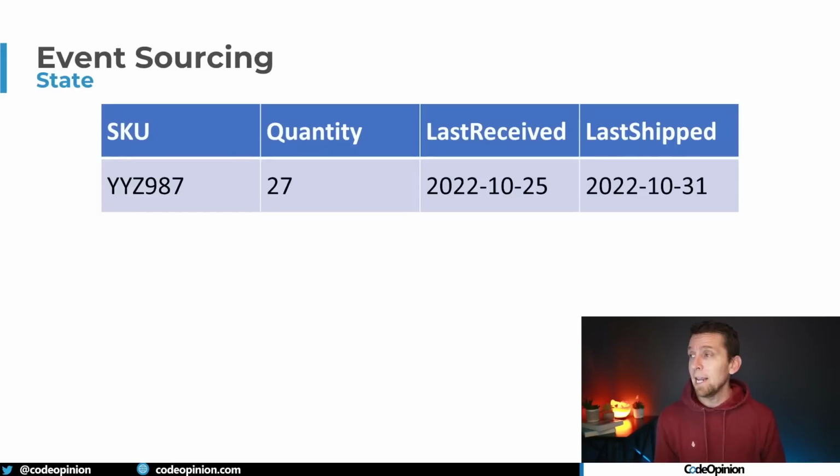As an example, let's say we have a relational database or even a document store where we're recording current state. So we have a product in our warehouse, YYZ987, and we're recording current state.